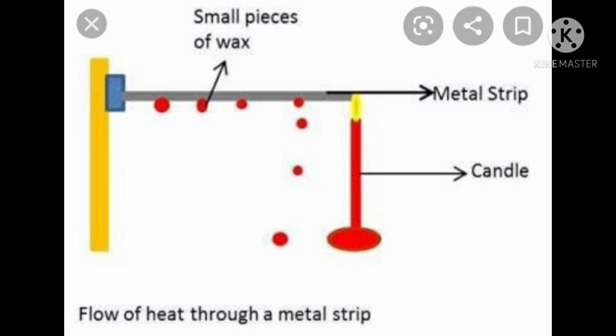When you start heating the metal strip with the help of the candle, the wax piece which is near the candle falls down first. Then slowly other wax pieces start to fall down as you heat it. When we heat the metal strip with the candle, the end which is near the candle becomes hot first, so the piece of wax falls down there only. Then the heat slowly flows towards the other end of the metal strip.